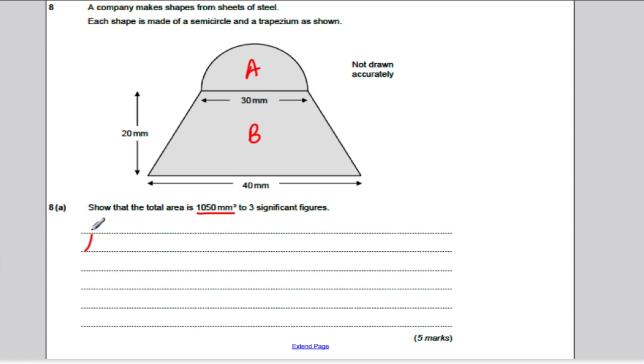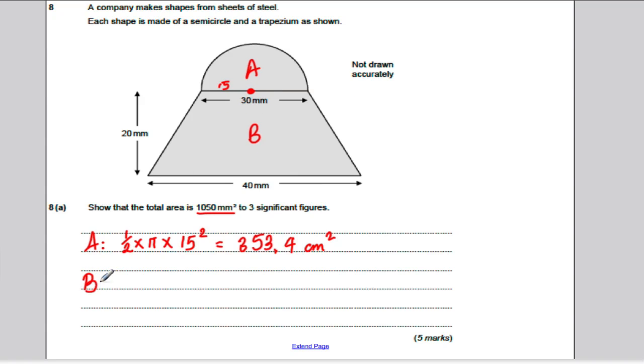Let's work out the area of A. Well, it's half a circle. The area of a circle is pi r squared, so the area of A must be a half times pi times r squared. Now careful, the diameter of this semicircle is 30, so the radius must be 15. So a half pi r squared would give me the area of A, so I work that out. And I get 353.4 centimeters squared.